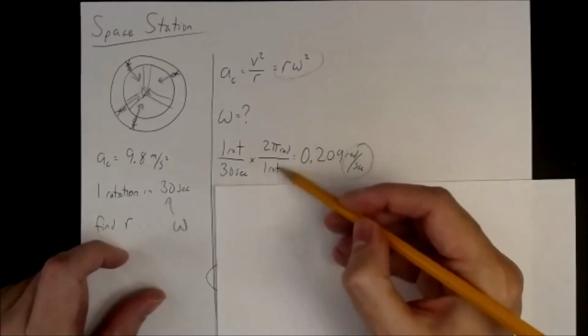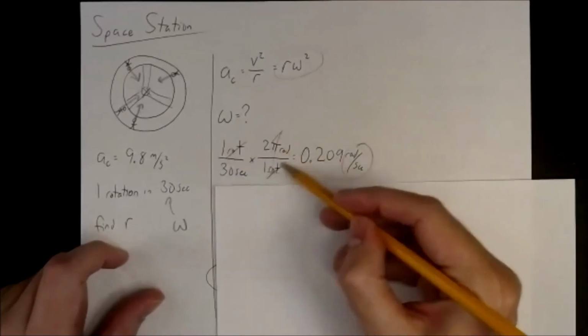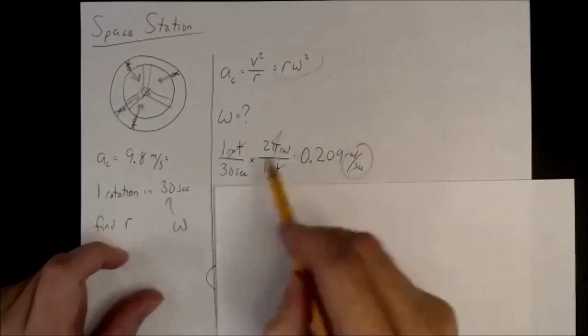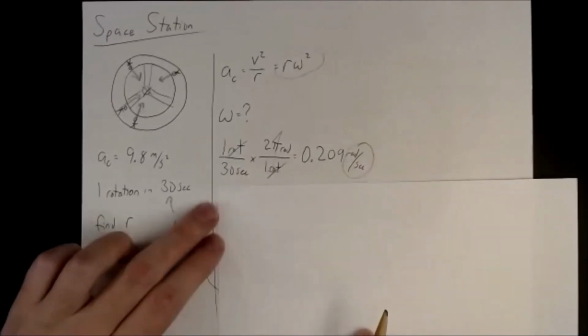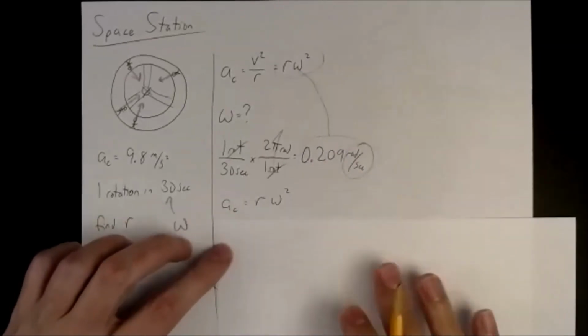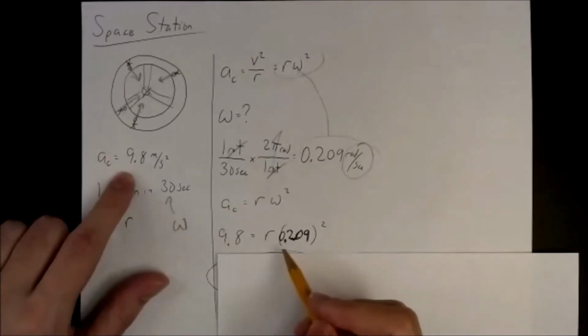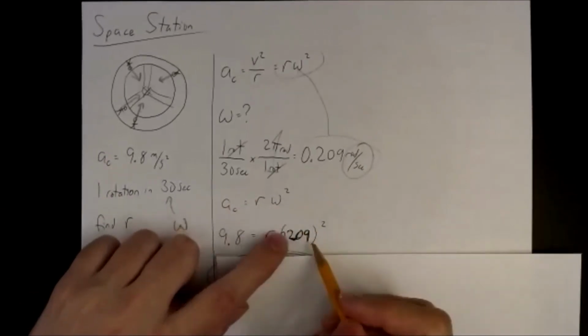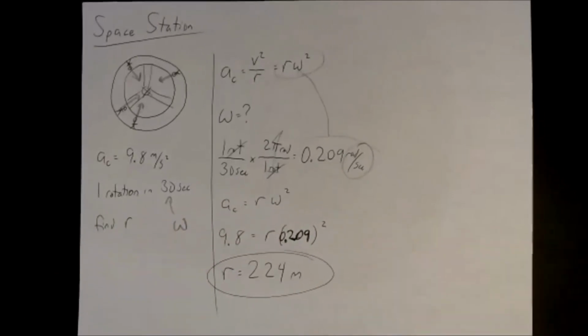So 2 pi radians over one rotation, that's equal to 1, which is fine to multiply by. But I can get rid of that rotation and that rotation. So 2 pi radians divided by 30 seconds is 0.209 radians per second. I can plug this into that equation, and I can plug my 9.8 in for centripetal acceleration. So that's equal to r times 0.209 all squared, and we get that the radius that we need on the space station is 224 meters.